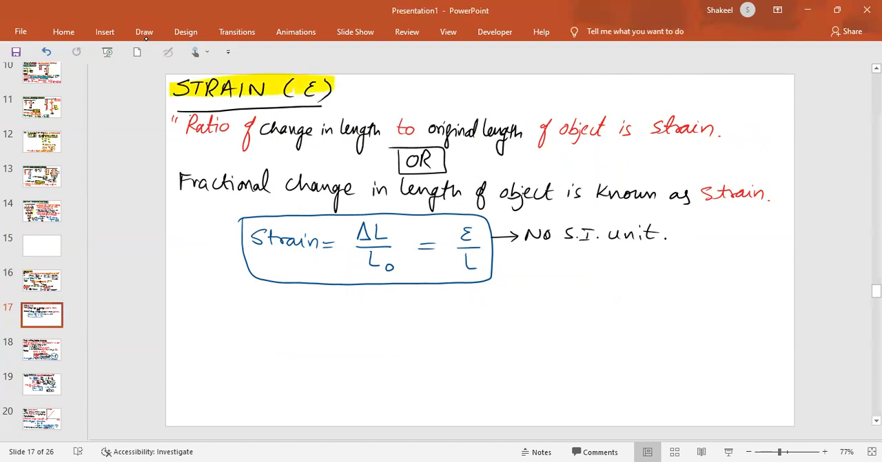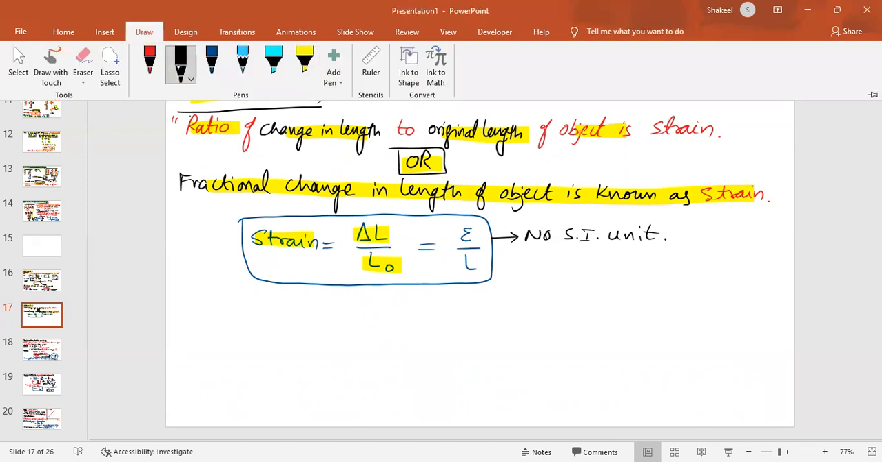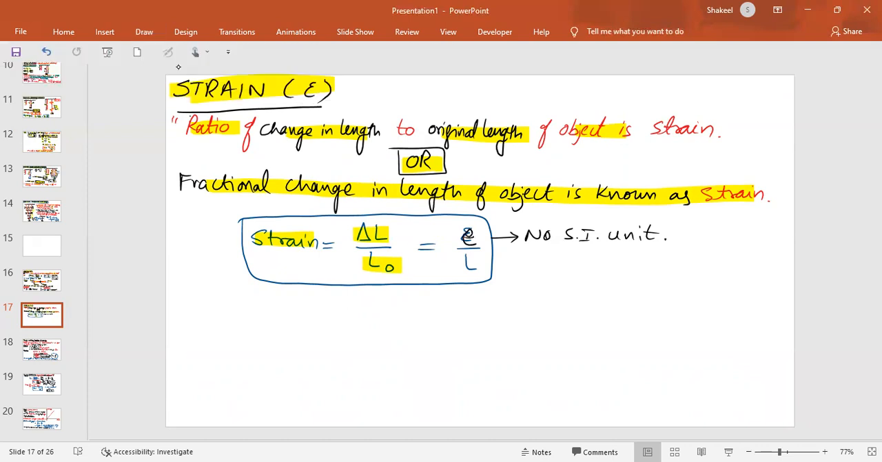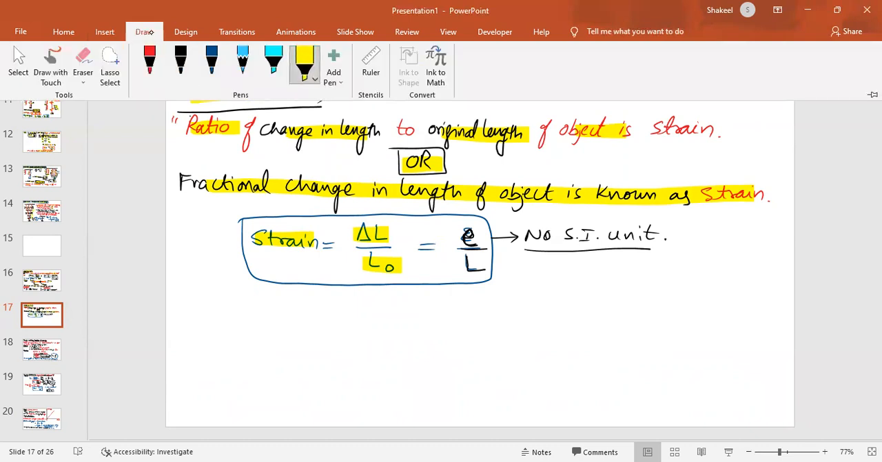Now we have to look at strain. Strain is the ratio of change in length to original length of the object, or the fractional change in length of the object, and strain equals change in length over original length. Change in length can be written as extension, which is e, and original length can be written as L. It has no SI unit because it is a ratio between two similar quantities.